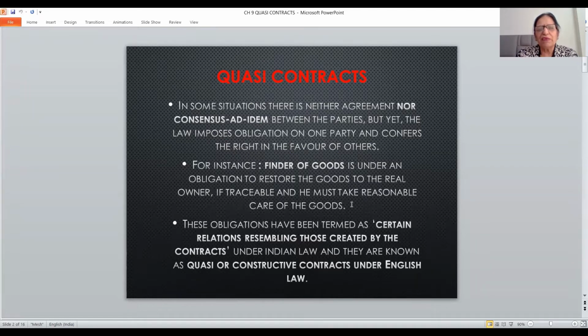So these obligations created by the law are known as quasi contracts. For example, friends, finder of goods. Finder of goods is under an obligation to restore the goods to the real owner if the real owner is traceable. And it becomes his duty, whose duty? Finder of goods, that he must take reasonable care of the goods bailed, of the goods which he has found. Now, these obligations have been termed as certain relations resembling those created by the contracts under Indian law, and they are known as quasi or constructive contracts under the English law.